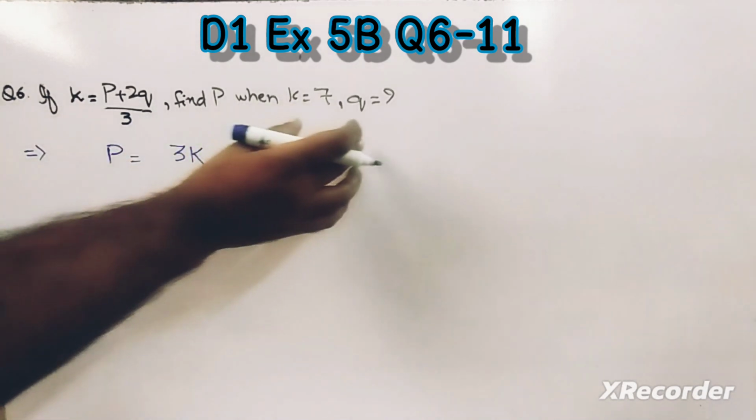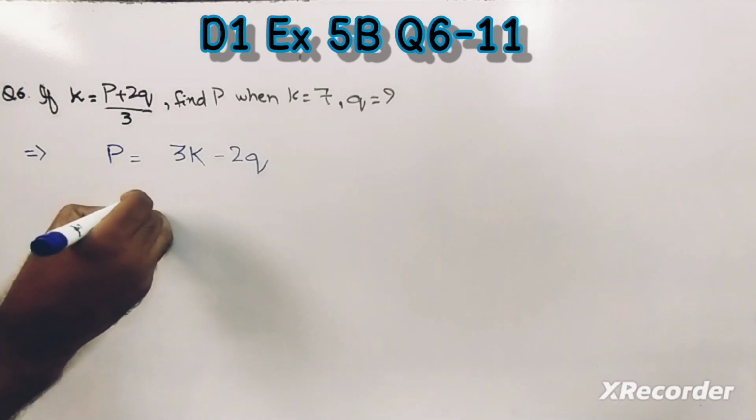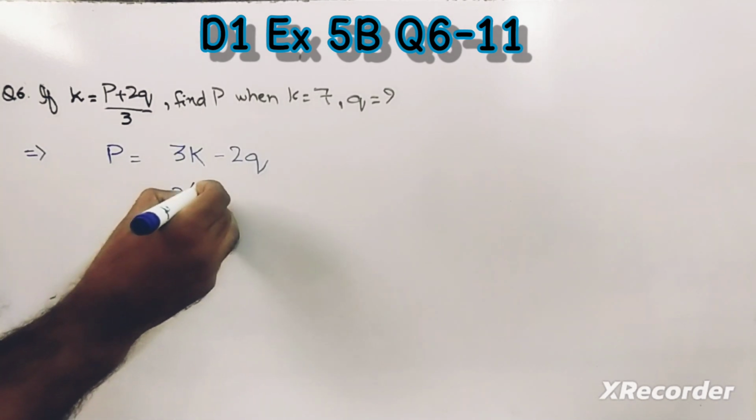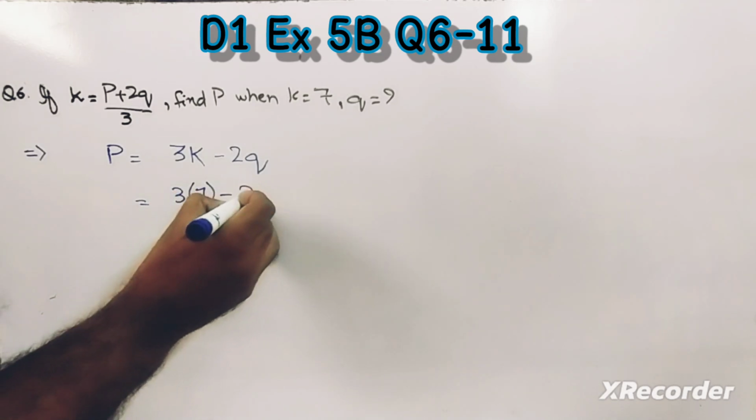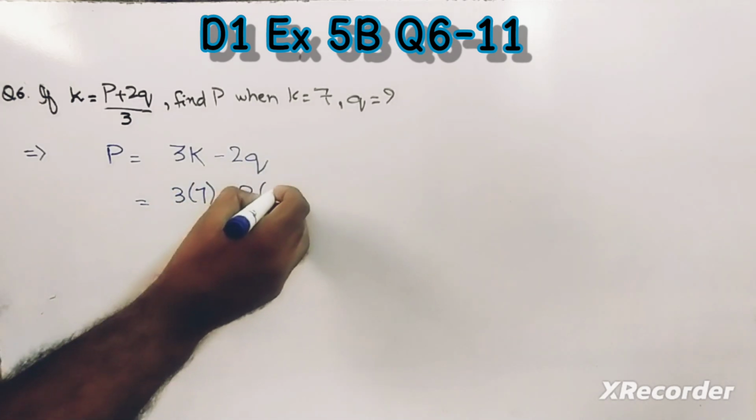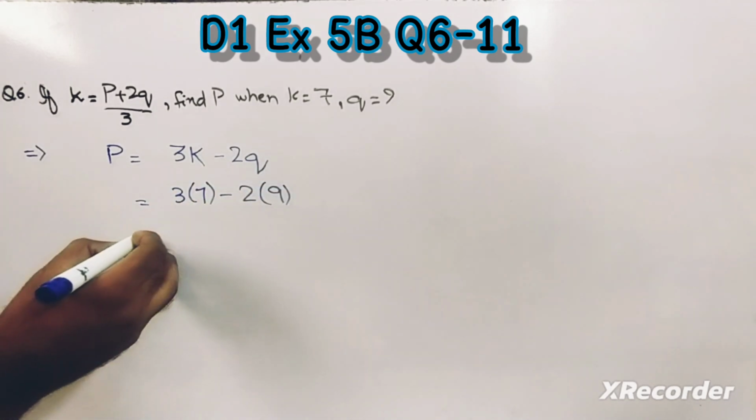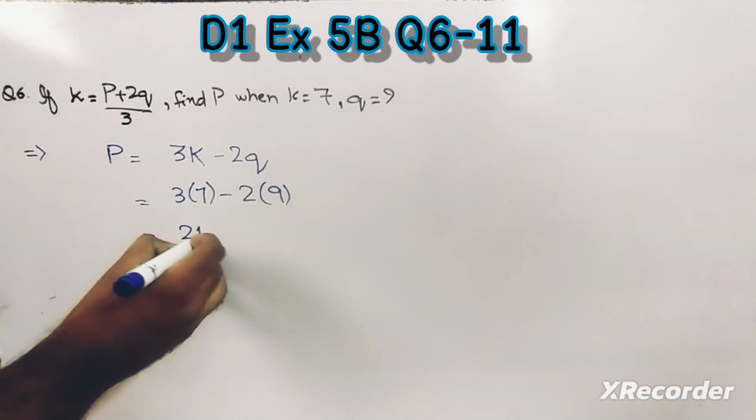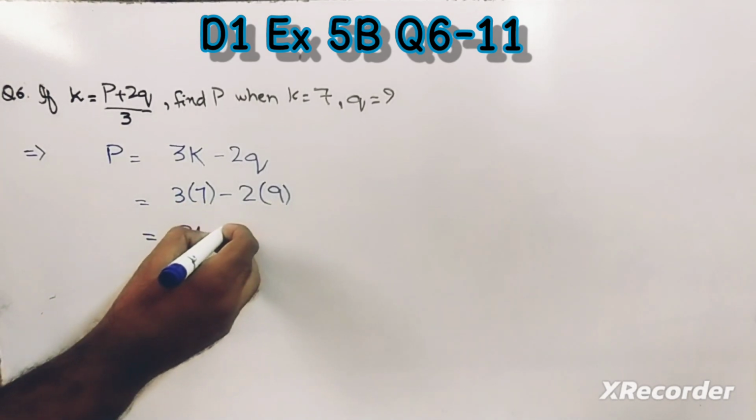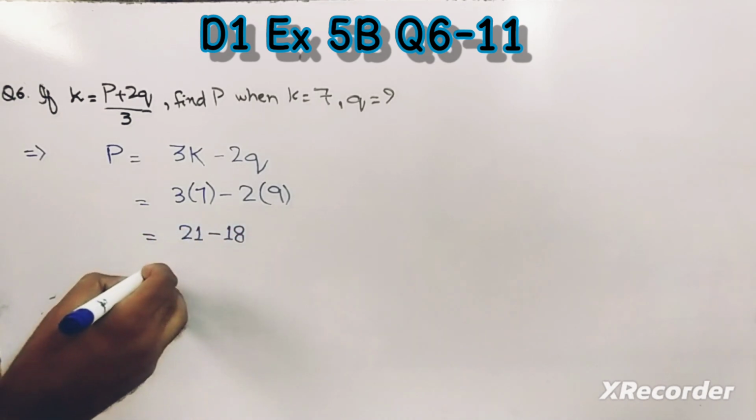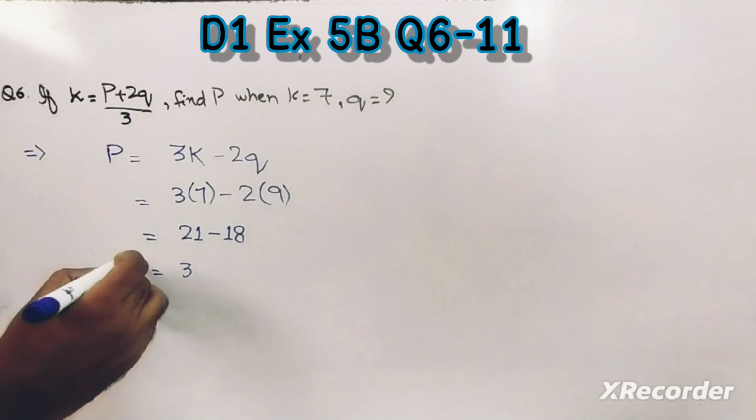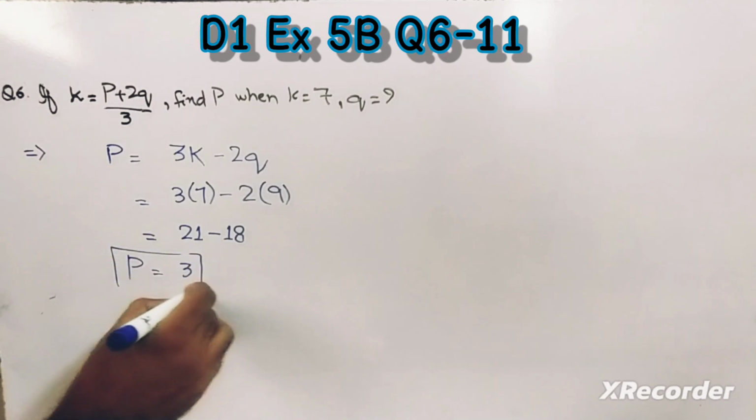Now putting the values that are given, like that. 3 times 7 minus 2 times q, which is 9. For solving, 3 times 7 is 21 minus 2 times 9 is 18, and 21 less 18 is 3. So our p will become 3. That is our required answer.